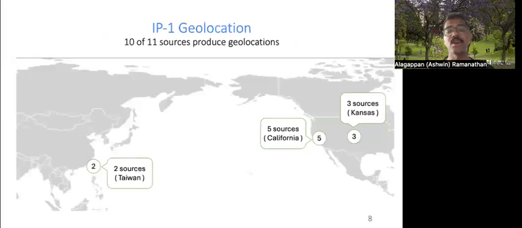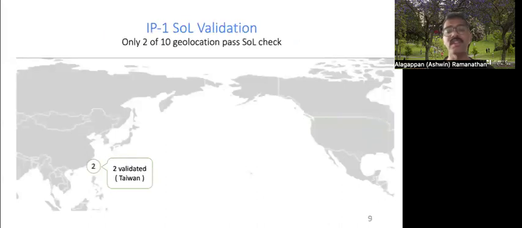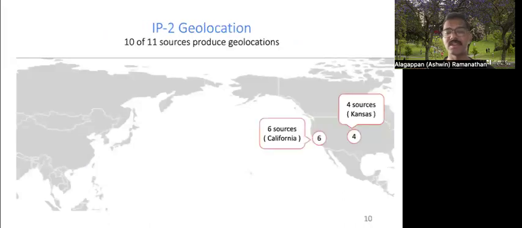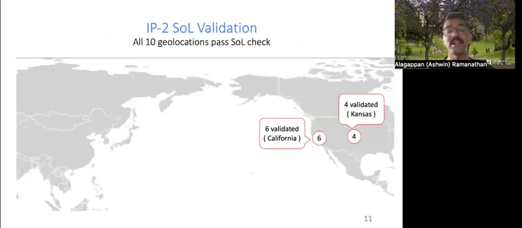Using our 11 geolocation services, for IP1, we get the results from 10 services, where 2 point to a location in Taiwan and the rest of the 8 point to a location in the US. Of these 10 geolocations, only the 2 results from Taiwan pass the speed of light test. Similarly, these are the results for IP2, where our geolocation services point to 6 locations in California and 4 in Kansas. And all the 10 locations here have passed the speed of light test.